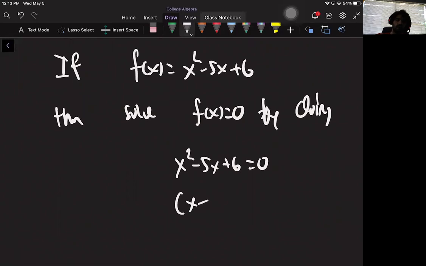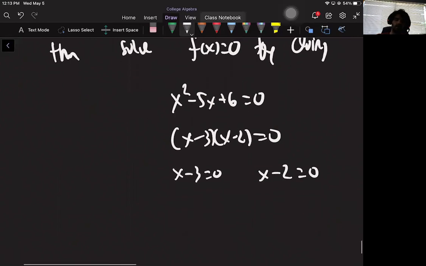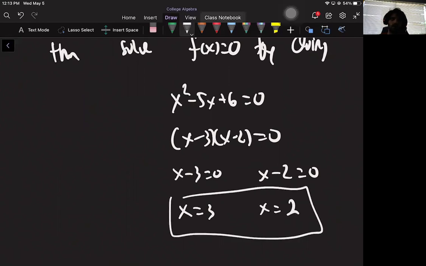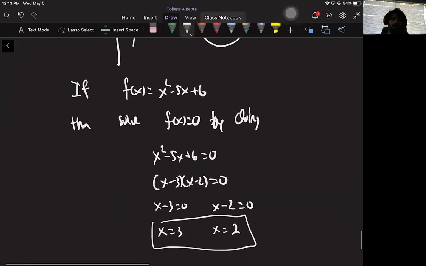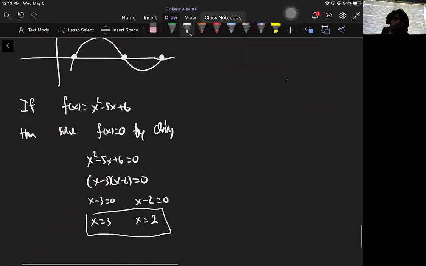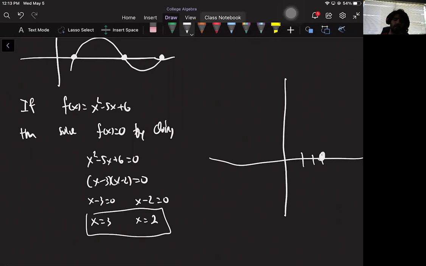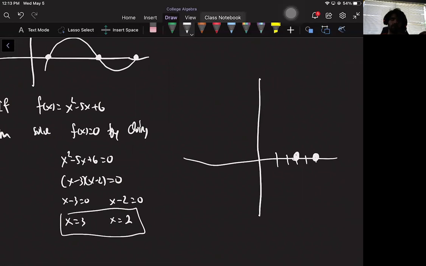So this would be x minus 3 and x minus 2. So these are your two equations, and then you get x equals 3 and x equals 2. So now not only are we solving for x values, we're saying that I have this function, and even if I don't know how to graph it, I can say that at 3 and at 2 is when it touches the x-axis, or when f of x equals 0. Oops, that's not 3 and 2, that's 3 and 5. Okay. Let's fix that. 3 and 2.